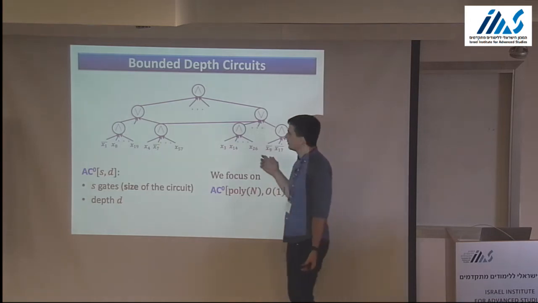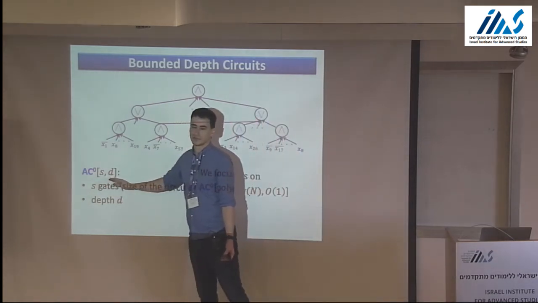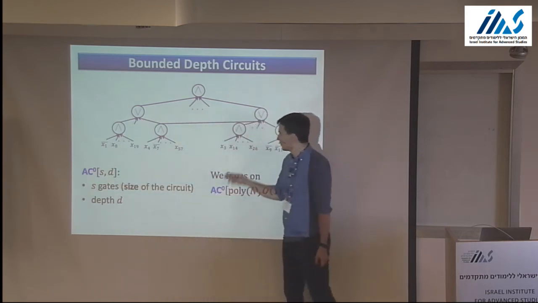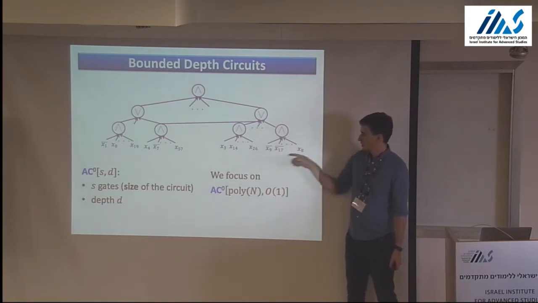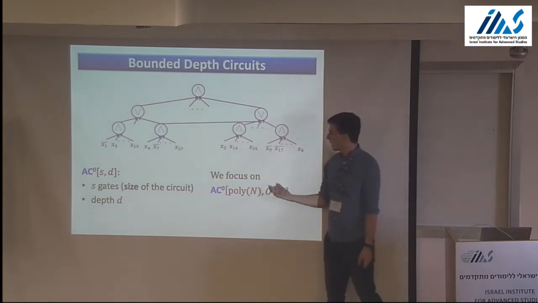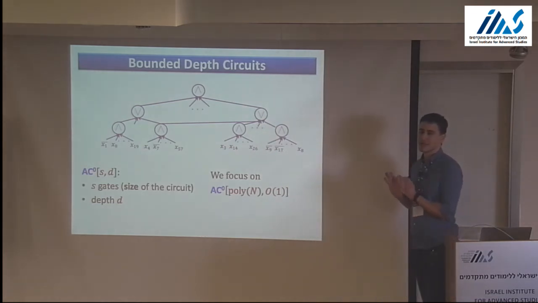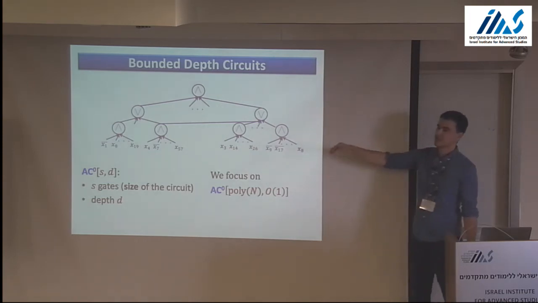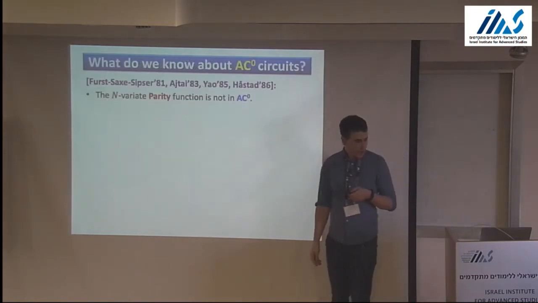So what I really care about is this model when the size is restricted and when the depth is restricted. I want to think of the size, or the number of gates, as polynomial in capital N, and you should think of the input as just the bits of the oracle, x1 up to x capital N, and the depth I want to be constant. So these are the parameters that I'm going to think of when I say AC0 in the next slide. This is what I mean: circuits with constant many layers and polynomially many gates. So we actually know quite a lot about these circuits.